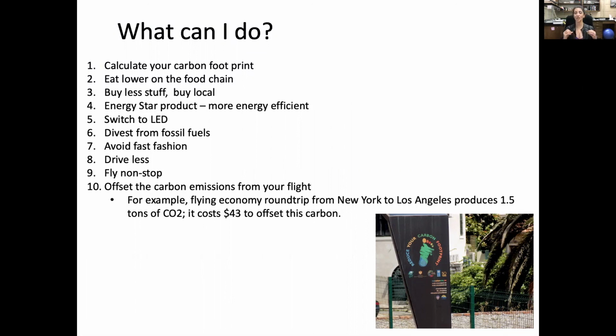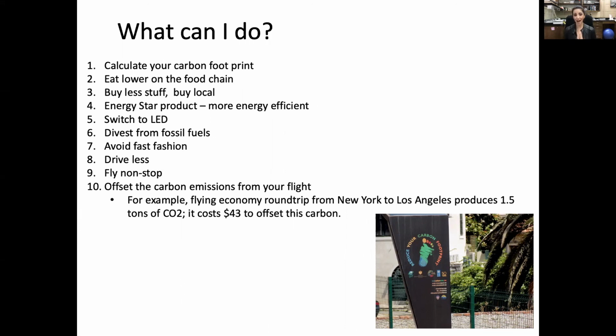Number two, eat lower on the food chain. It takes a lot of carbon, energy, and land to sustain large-scale agriculture. And as we've mentioned in previous lectures, it's actually more energy that you are gaining if you eat lower on the food chain. You could start easy by doing meatless Mondays and exploring other options in terms of meatless dinners and meals.